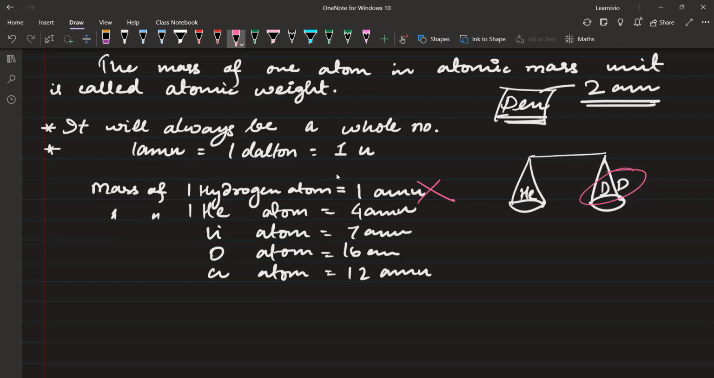So the definition of 1 AMU was the mass of a hydrogen atom. Now we know that 16 AMU is equal to the mass of an oxygen atom. So 1 AMU will be 1 by 16 of the mass of an oxygen atom. Does it make sense?